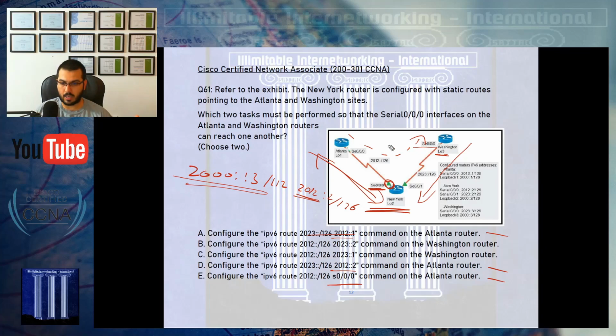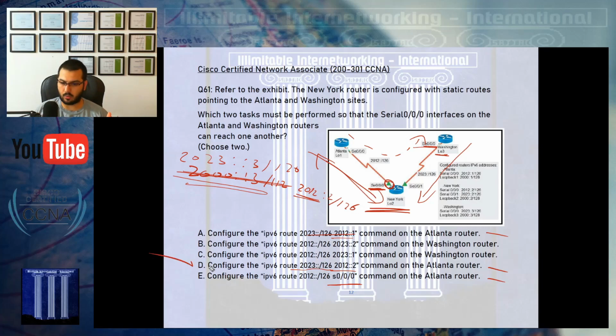Okay, then I will need to make the next hop, the destination is the IP address of this serial of Washington. So Washington's serial will be 2023::3/126. Is there such a thing? Yes, thank you. This one. Okay, and it's including everyone, even the three.